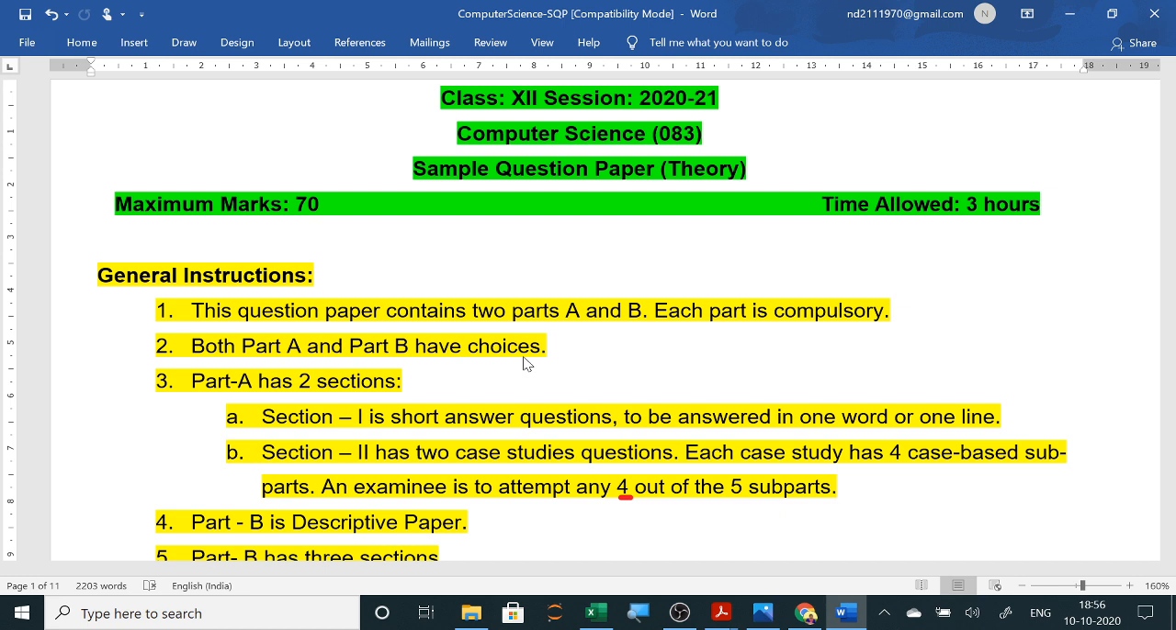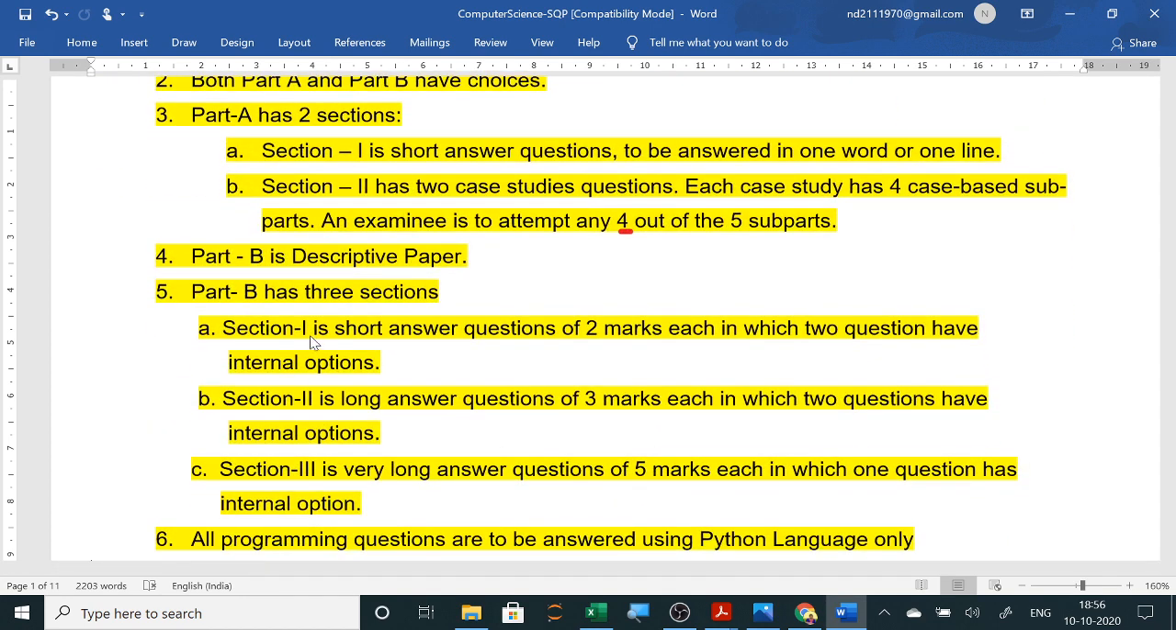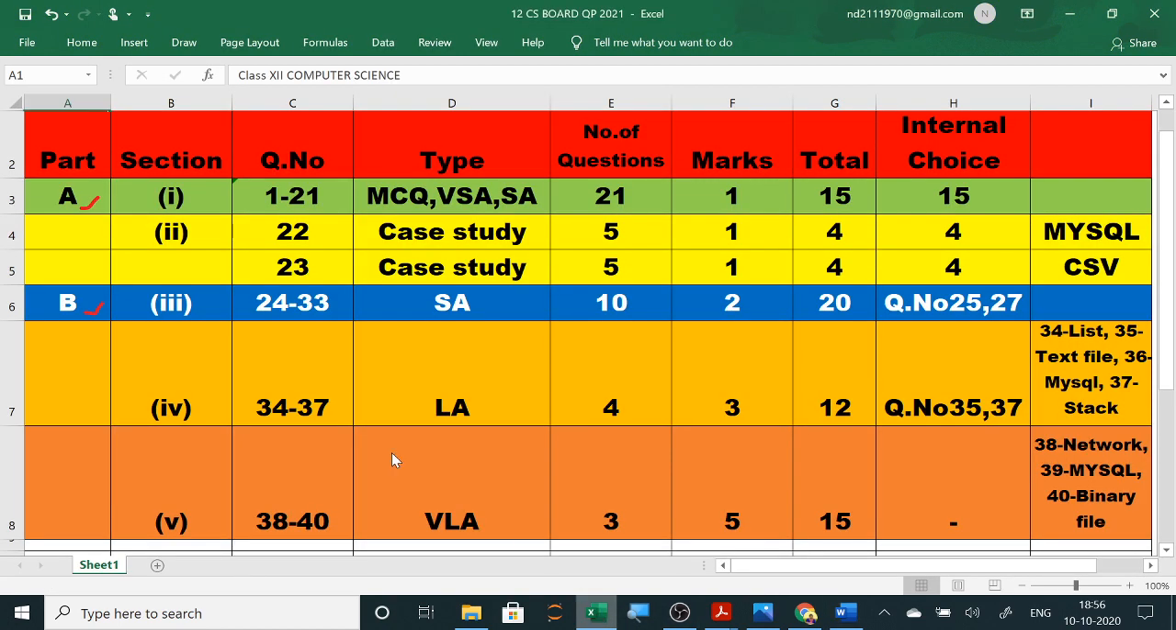Both parts have choices. Now section 1 is short answer to be answered in one word or one line, and section 2 has two case study questions. Then part B is the descriptive part in which 3 sections are there: 2 marks questions, then 3 marks questions, and then 5 marks questions. And here you have to use only the Python programming language. So we will see how we have to prepare it.